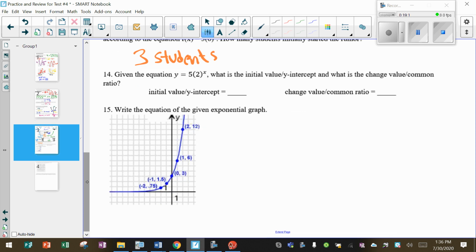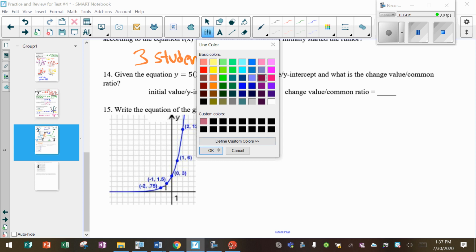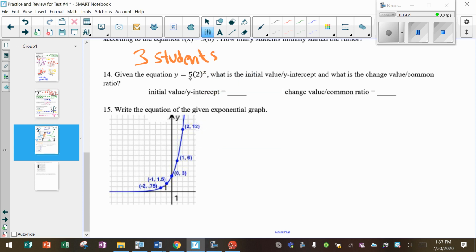All right, number 14. Given the equation y equals 5 times 2 to the x, what's the initial value, or the y-intercept? What's the change value, or the common ratio? Well, we just talked about this. So our initial value is the first number, 5. So 5 items to start with, and the 2 is the change value, which means it doubles each time.